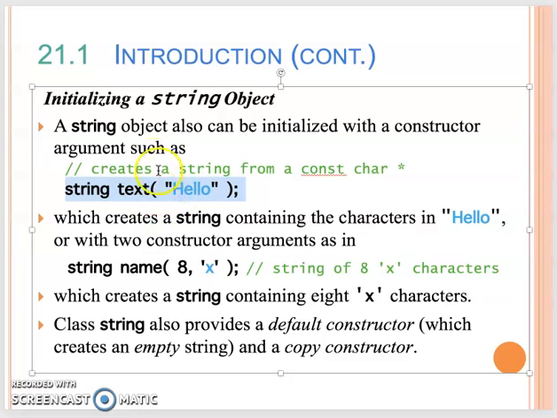You also have other overloaded constructors in string. Here you can just use double quotes to specify the content. Or you can specify it with two parameters. The first parameter means how many characters you will contain. The second one is the character used to fill out the array. So here, the name string object will contain 8 x characters.